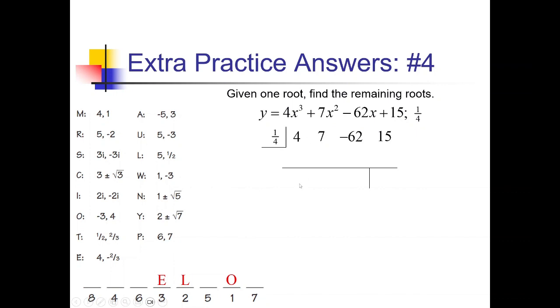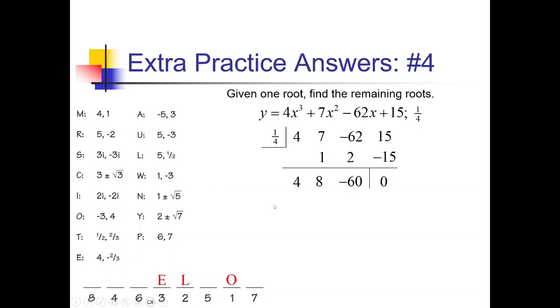So bring down that 4 in the beginning. Now we have 1/4 times 4. So 4 divided by 4 gives me 1, plus 7 is 8. 1/4 times 8, 1/4 of 8 is going to be 2, plus negative 62 is negative 60. 1/4 of negative 60 is negative 15, plus the 15 gives us 0.